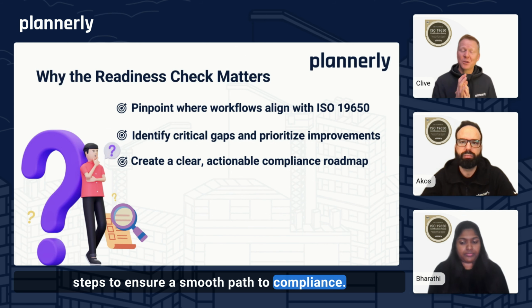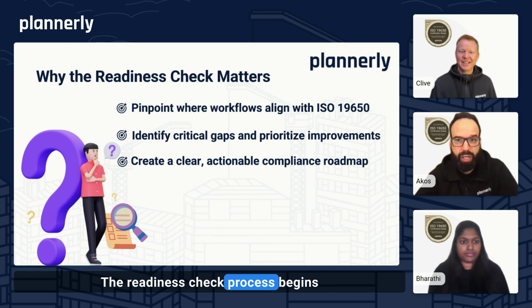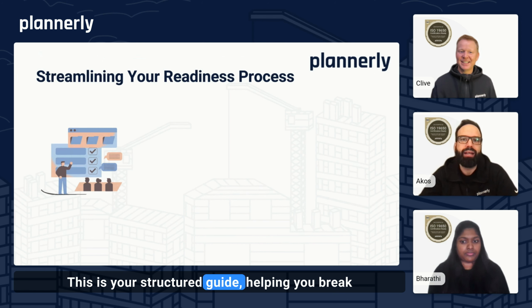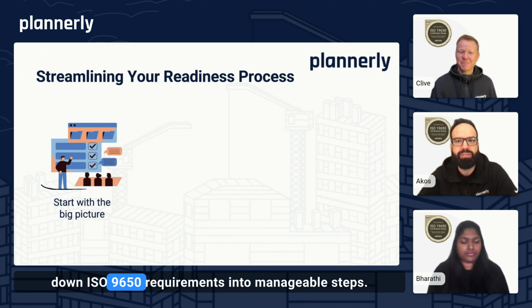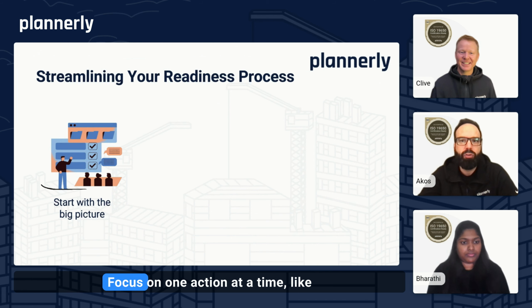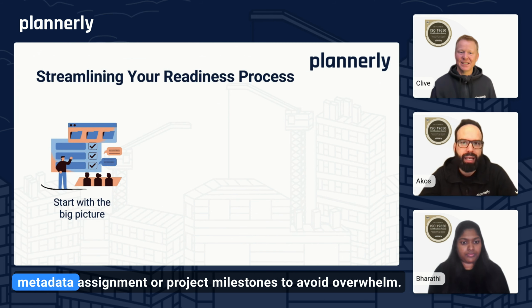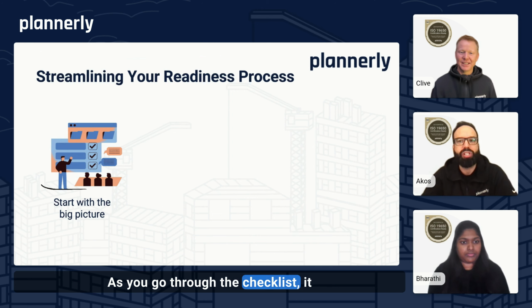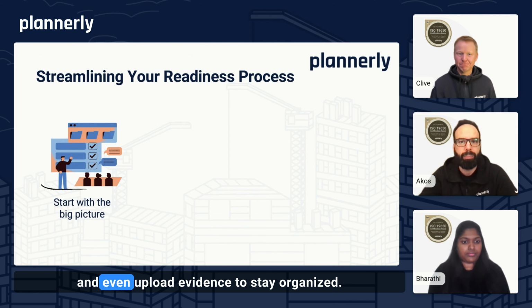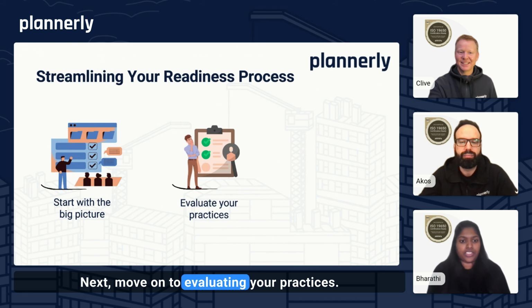The readiness check process begins by accessing the checklist. This is your structured guide, helping you break down ISO 19650 requirements into manageable steps. Start with the big picture. Which of your workflows already meet the requirements? Focus on one action at a time, like metadata assignment or project milestones, to avoid overwhelm. As you go through the checklist, it will help you document findings, assign responsibilities, and even upload evidence to stay organized.